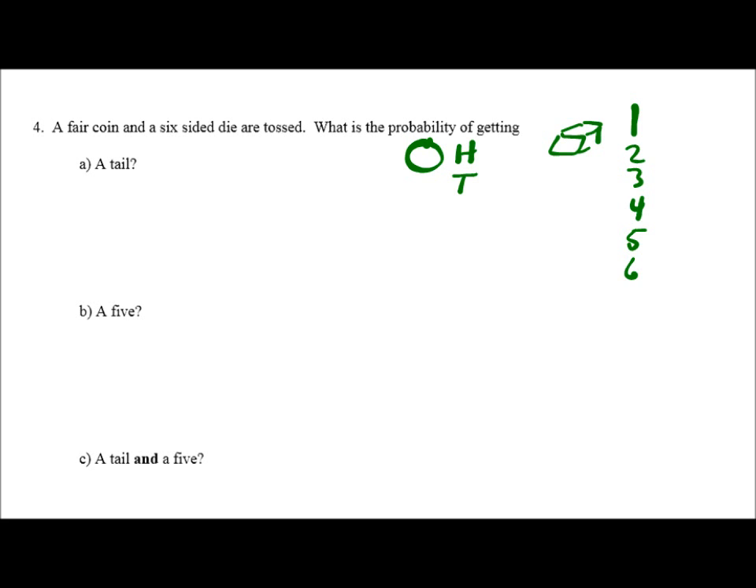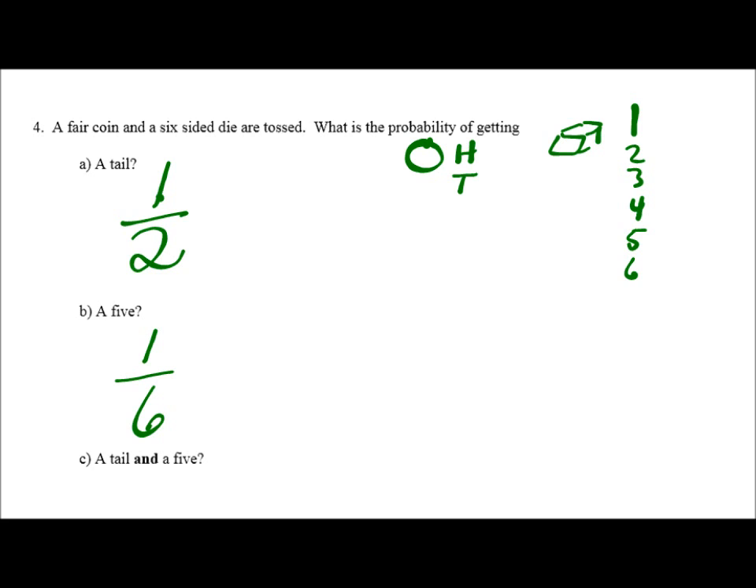What is the probability that we get tails on our coin? 1 out of 2. Okay. What's the probability that we get a 5 when we roll the die? Well, there's 6 possibilities. One of them is a 5. 1 out of 6. Now, what is the probability that we get a tails and we get a 5?